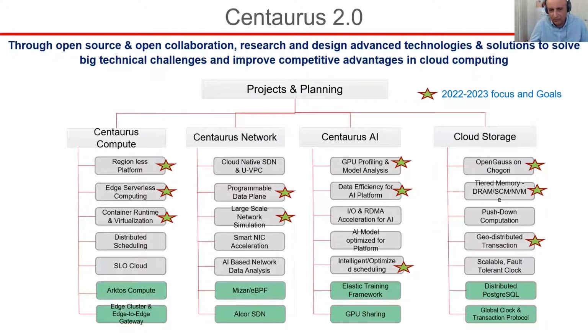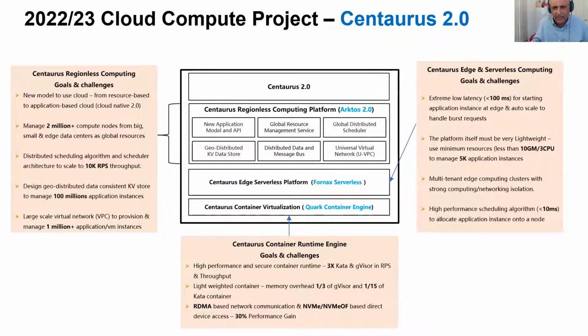Quickly, I'll go through that. There's Edge serverless computing, and the new container runtime which we built out, and I'll talk about that. Then the programmable data plane on the networking side, and large-scale network simulation, which is very important. On the AI side, GPU profiling, data efficiency for the AI platform, and intelligent optimized scheduling. On the storage side, we have cross-region storage and the ability to do geo-distributed transactions. So these are all the things we are doing. It's a very high-level compute project.